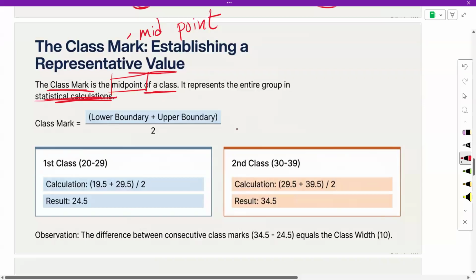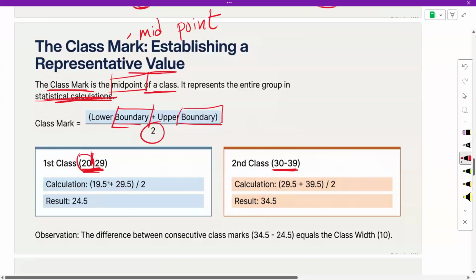For example, here in this class 20 to 29, this is the first class, and the second class is this 30 to 39. What's the midpoint of this class? We have to find the midpoint. We have to take the lower boundary, not limit, lower boundary plus upper boundary of the same class, divided by 2.